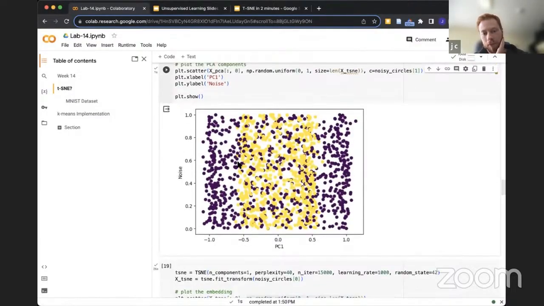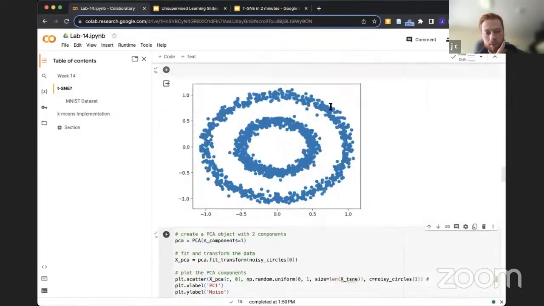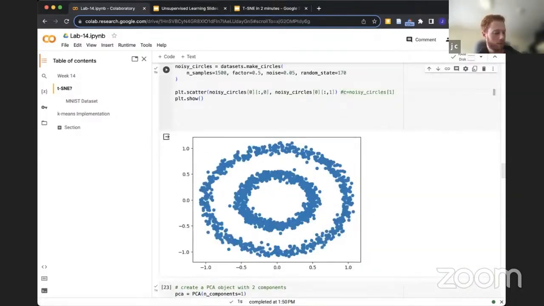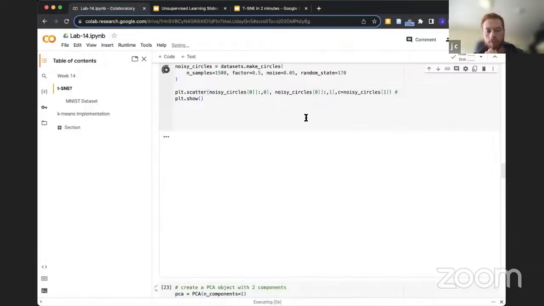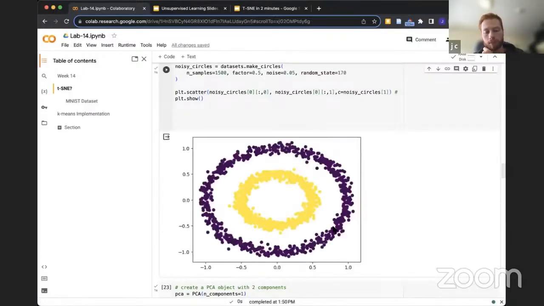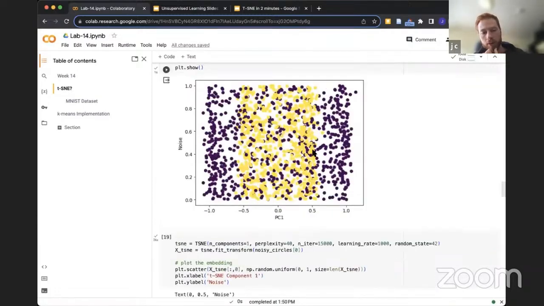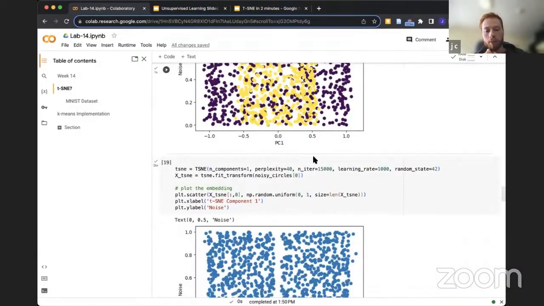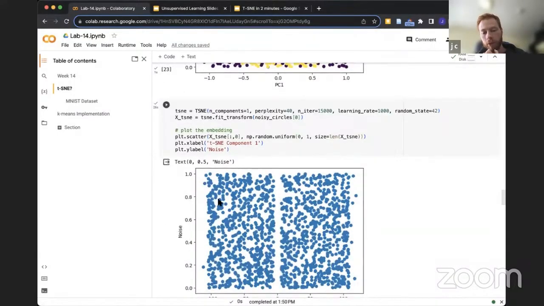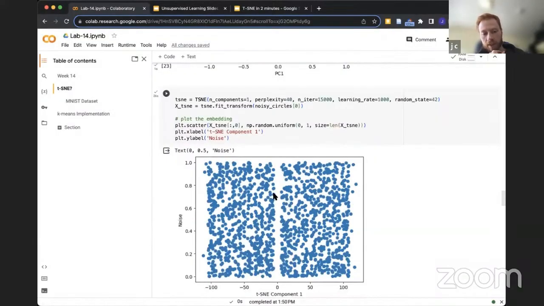As you can see, if we include the different classes, the yellow is the inner ring and the purple is the outer ring. If we project it down with PCA, you see we have a mix of yellow and purple, and we can't really differentiate. Now we do the same with T-SNE, and even if we don't know any class labels, we see there's a weird gap here. Let's plot the labels again.